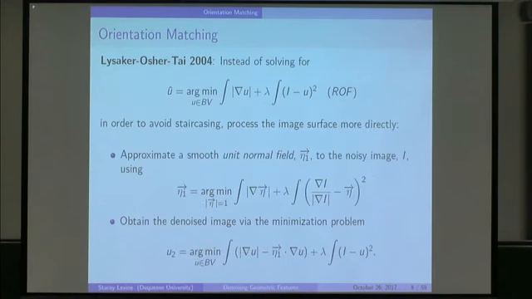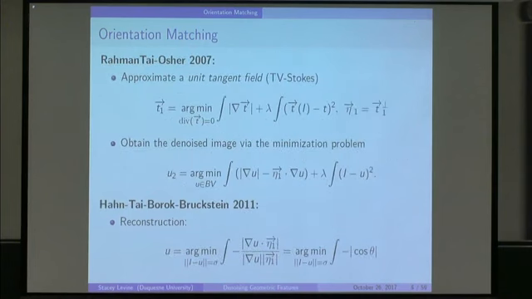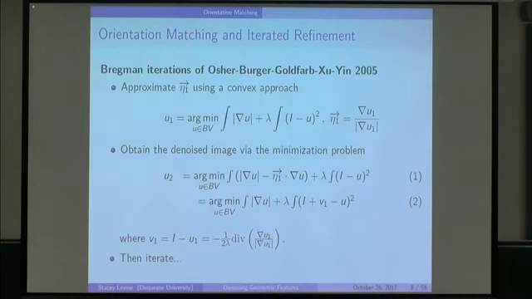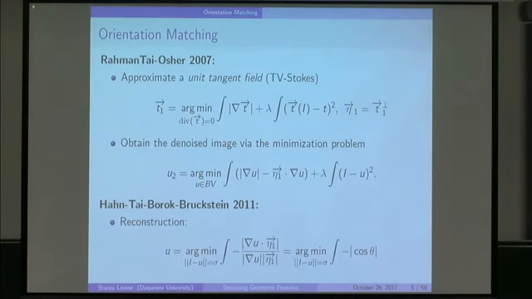Now, mathematically, this is not the nicest problem to solve. So other work has come out of this. For example, instead of solving for the regularized unit normal vector field, Rahman, Tai and Osher several years later said, why not solve for the tangent field using a TV-Stokes equation? So they look for a divergence-free vector field, again using this kind of TVL2 type functional. Mathematically it's nicer. It tends to oversmooth a little bit, but it's a little nicer. So you use this tangent field to get your smooth unit normal vector field. Again, do orientation matching.